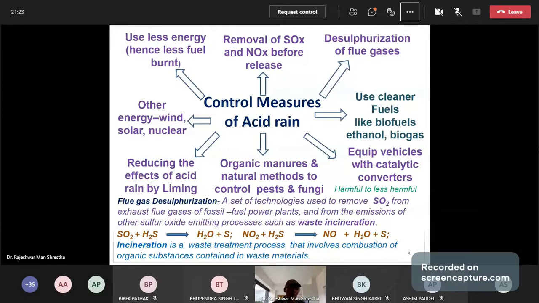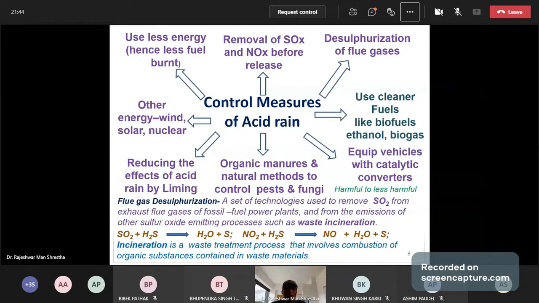In European countries, nuclear energy has been used as the main source of energy. In Bangkok, wind energy and solar energy have been widely used. But in Nepal, most of the energy will be obtained from fossil fuel. So the main problem is that.